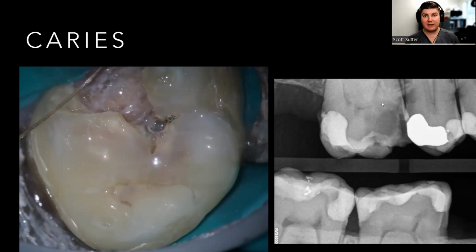So I take bite wings on all of my posterior teeth, and I really encourage you all, when you get out, to have your assistants do the same. Right now you're in residency. I get it. You don't need to do that on everybody. But when you get out, it's a really, really nice and useful piece of information.